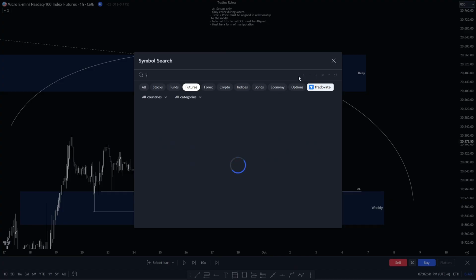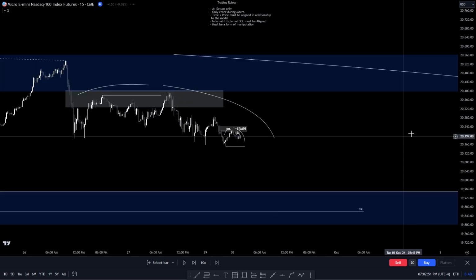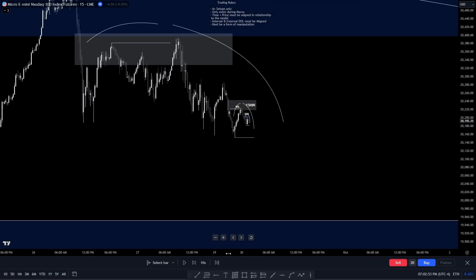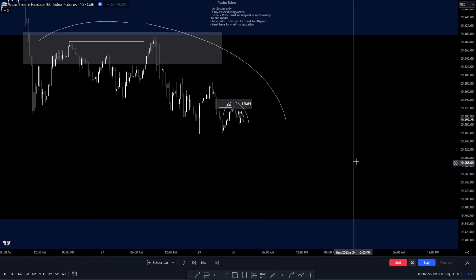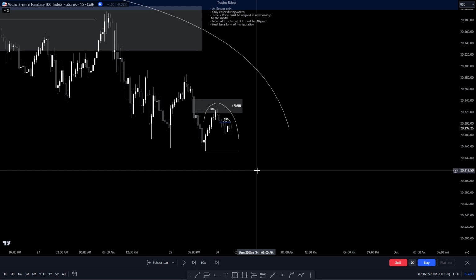So you see how everything is fractal, right? Once you align everything like that, you're going to get the best entries of your life, and you're going to get the most consistent entries ever if you can align your biases with the higher time frame and the lower time frame.